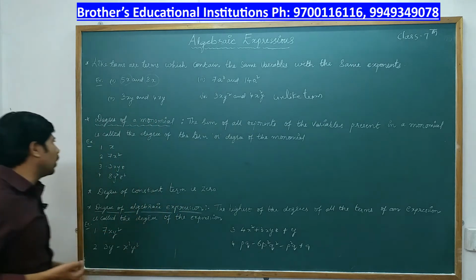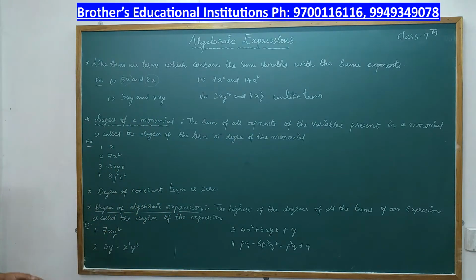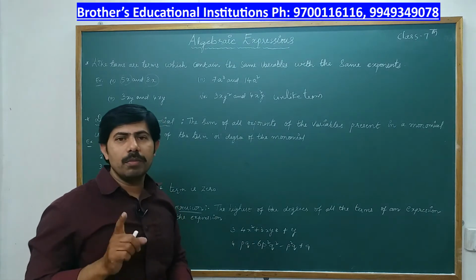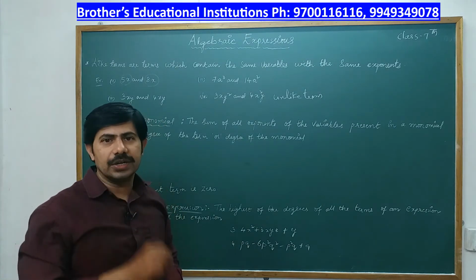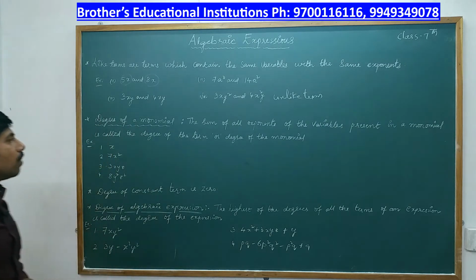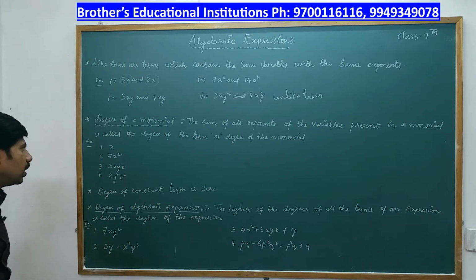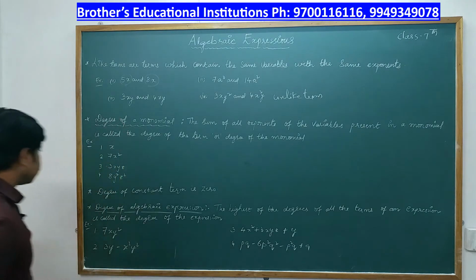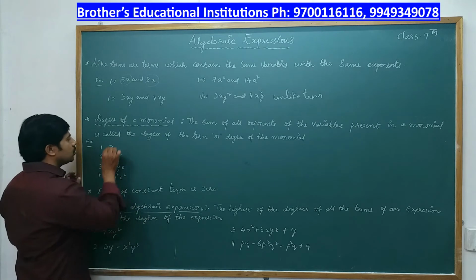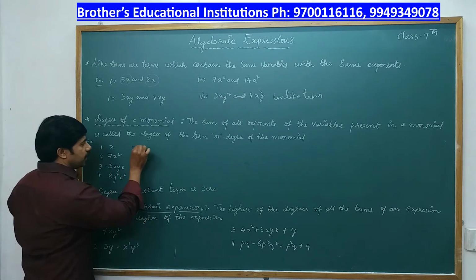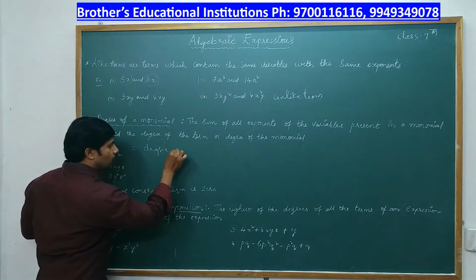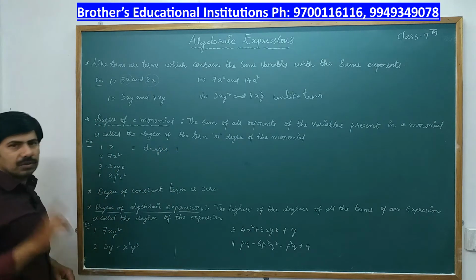Okay, the next one is the degree of a monomial. See how to find the degree of a monomial. Now what is a monomial? A monomial consists of a single term. The sum of all exponents of the variables present in a monomial is called the degree of the monomial. That means we have x. What is the power of x? It is 1. So we say the degree of the monomial in the first problem is 1.